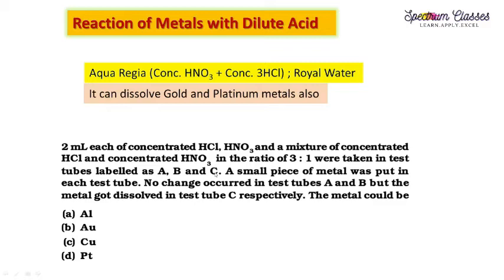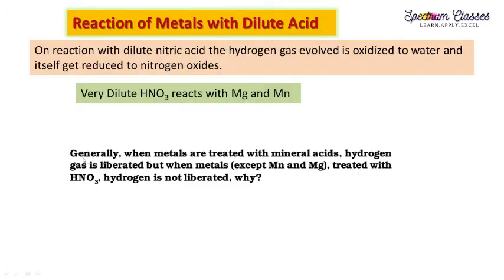aqua regia. So no reaction with A, no reaction with B, but it dissolves in C. So which is your metal? Here aluminium reacts with acids, gold, copper, platinum do not react with acids, and these three can react with the aqua regia. But the most appropriate answer, if you are having this kind of situation, is gold. Fine, so B is the answer. The next one is, generally when metals are treated with mineral acids, you understand now, HCl, HNO3, H2SO4, hydrogen gas is liberated, but when metals except manganese and magnesium are treated with HNO3, hydrogen is not liberated. Why? You can answer this.